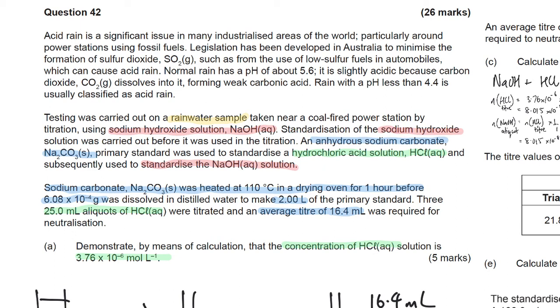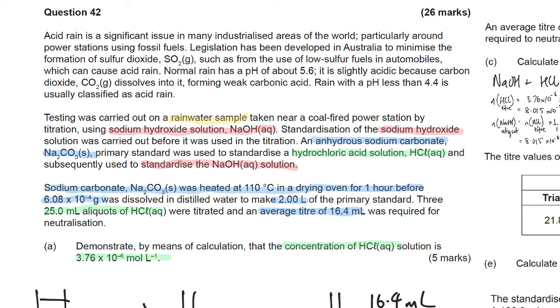Standardization of that sodium hydroxide solution was carried out before it was being used in the titration. An anhydrous sodium carbonate solution, primary standard, was used to standardize a hydrochloric acid solution, which was then used to standardize the NaOH. So what have they done here? Where have they started off? They've started off with the primary standard, the anhydrous sodium carbonate, with which they've used to standardize or find the concentration of HCl, of which they've used to find the concentration of NaOH, of which they've used to find out the concentration of acid within the rainwater.